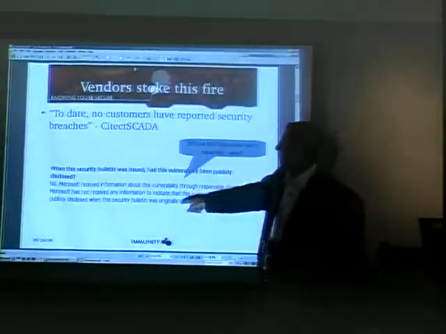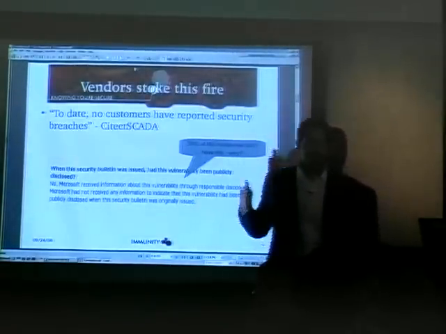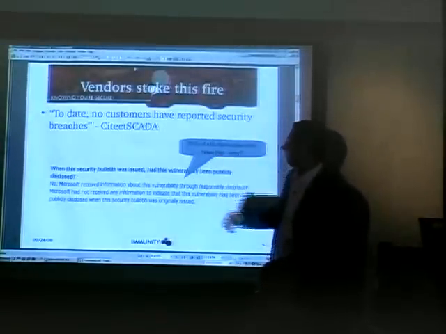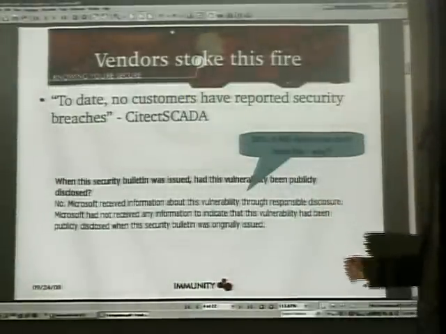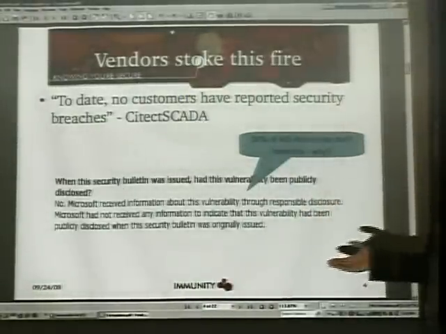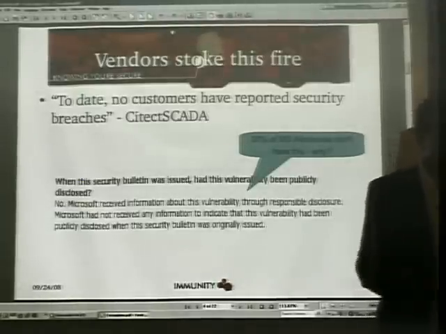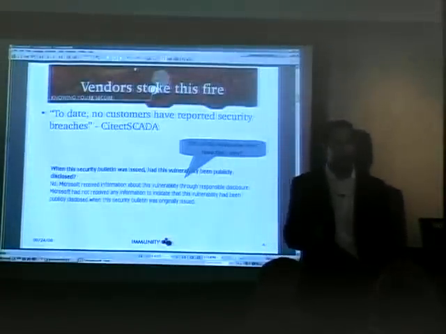And you'll see it because everyone in their advisories wants to put out, and this is just Microsoft, but we pick on them because we know they're big boys and can take it. They say, Microsoft received information about this vulnerability through responsible disclosure, and we have not received any information to indicate this vulnerability had been publicly disclosed. That's great. You didn't receive a report about it being publicly disclosed from the people who would not send you reports about it being publicly disclosed, right?